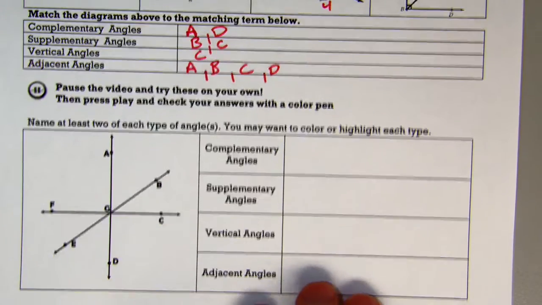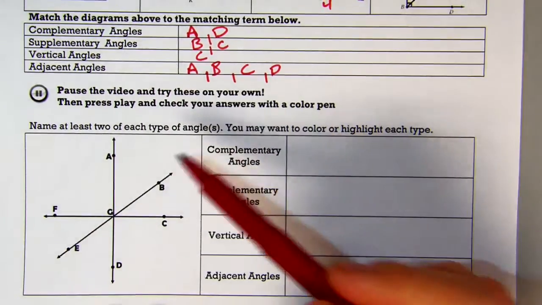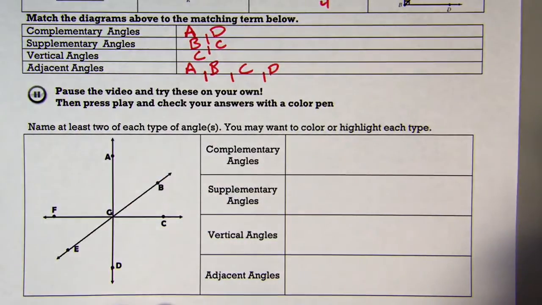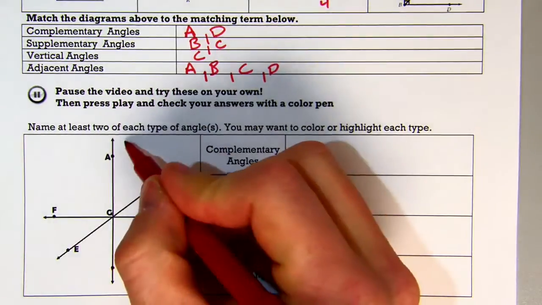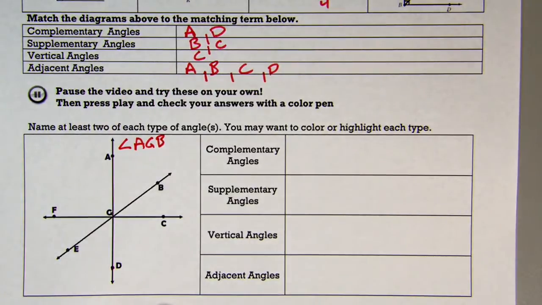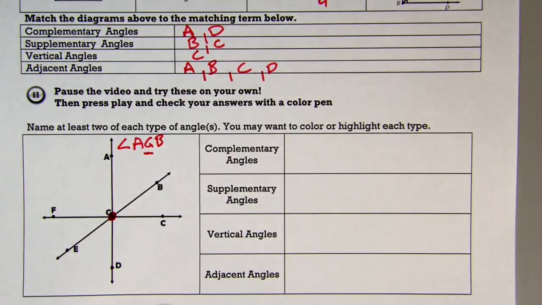What I'd like you to go ahead and do now is pause your video. I want you to try the examples here below. When you're trying these examples below, you'll notice that there are letters here: AGB, AGC, AGD. I want you to use those three letters when you're identifying it. So if you want to talk about the angle AGB, you need to actually write angle AGB. Your G is always going to be in the middle here. It's always going to be your middle letter for any angle you do. That is your vertex. Okay? So go ahead and fill in where you see complementary, supplementary, vertical, and adjacent angles.